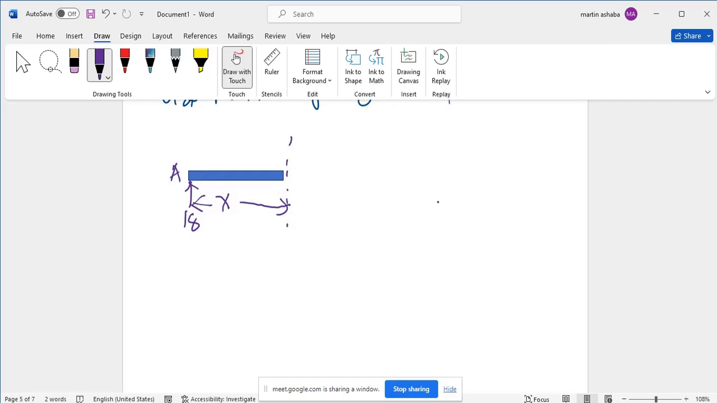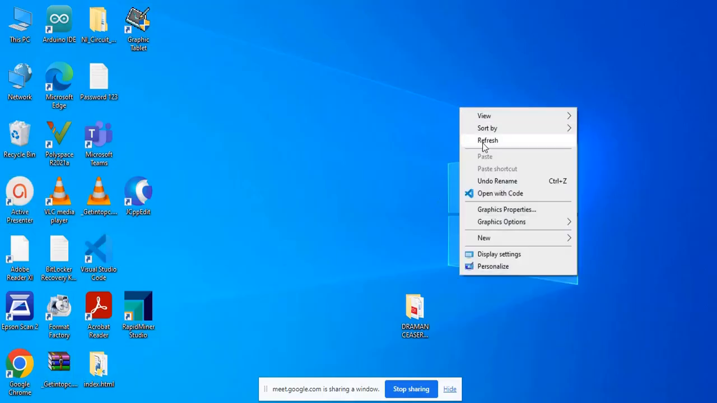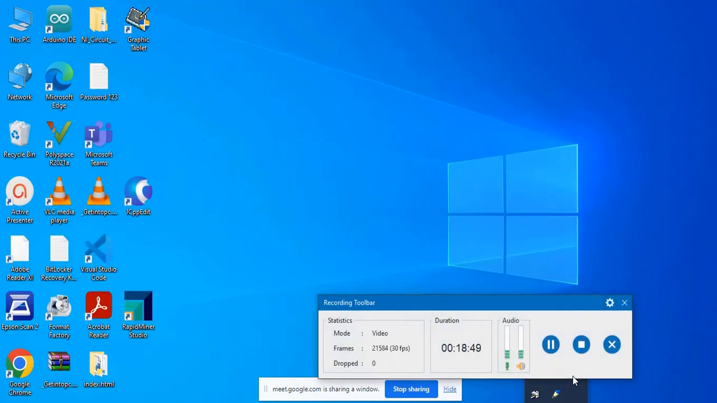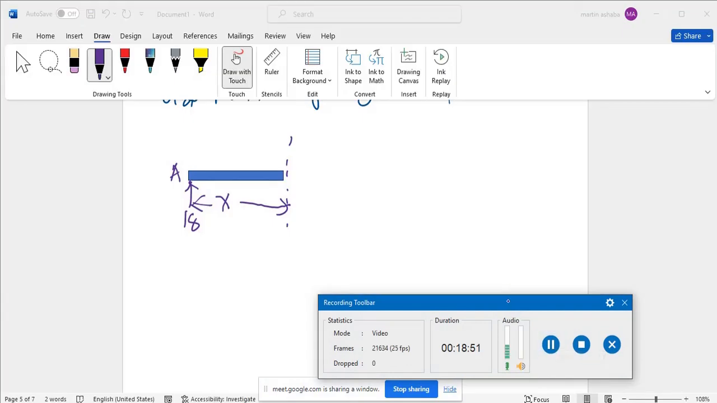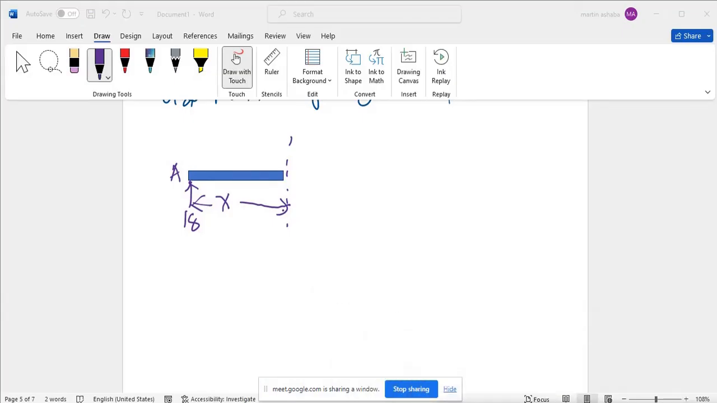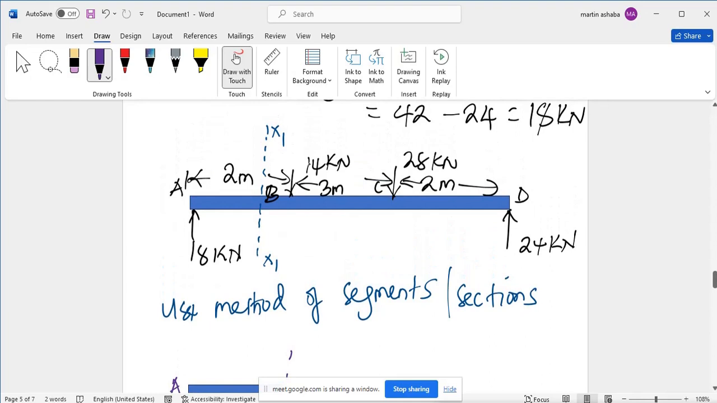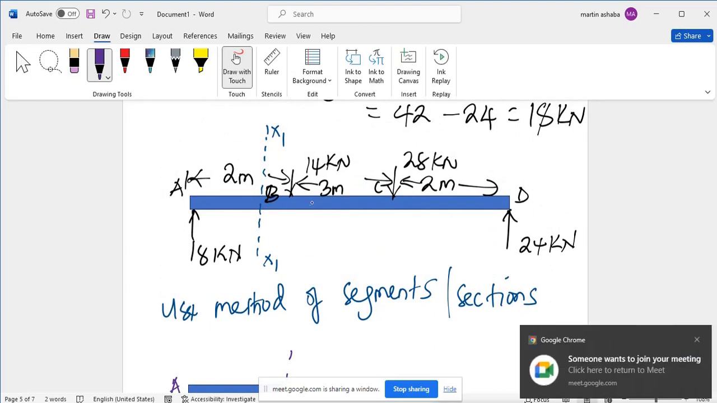Let me refresh my computer here. Okay, let's proceed. We have said if we create a section, then it means we have cut the beam at that particular point. If we cut the beam at that point, we have said let that section be a distance x. We are looking at AB.